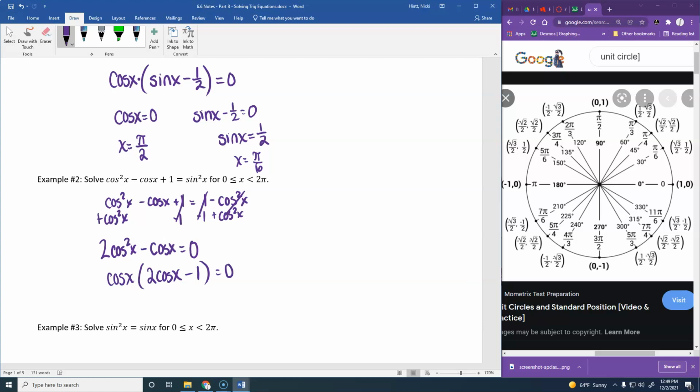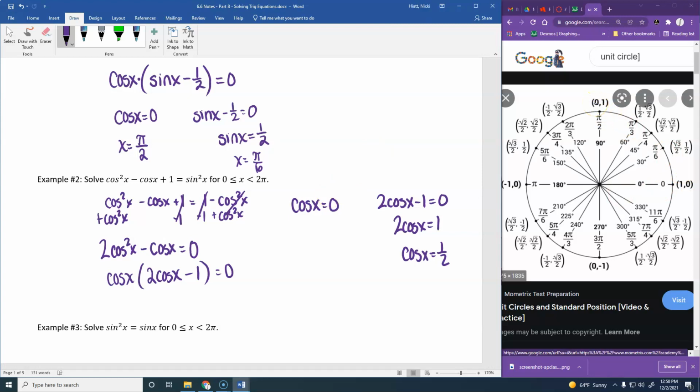what next? Set them both equal to 0. So we'll have cosine x equals 0 and 2 cosine x minus 1 equals 0. So this turns out to be 2 cosine x equals 1 and cosine x equals 1/2. Alright, so cosine x equals 0 at pi over 2.